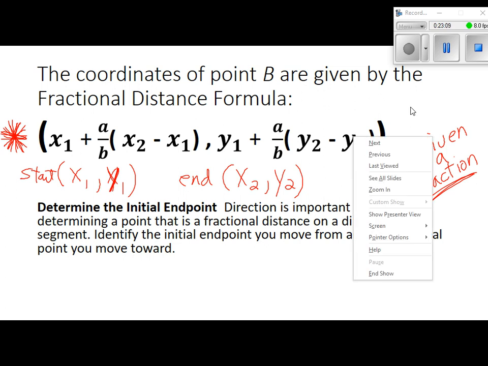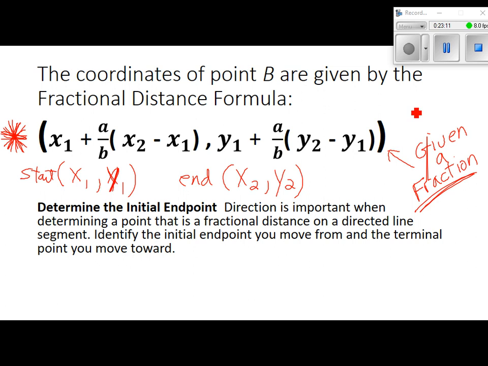I bet if I stopped right now, I bet you guys could write the formula just like that one right there for a ratio formula. It's going to be this exact same thing. That's going to go right here in the first. What do you think is going to change for the second part? Instead of x1 and x2, what's it going to be? y1 and y2.